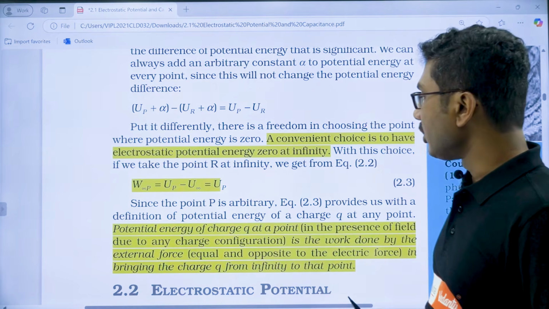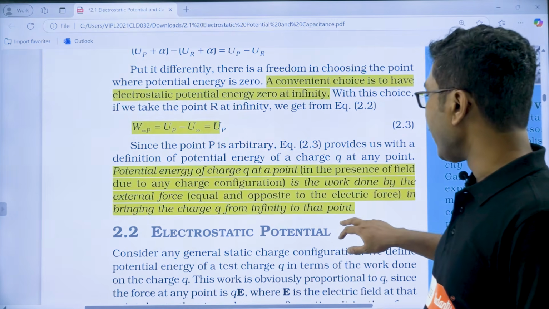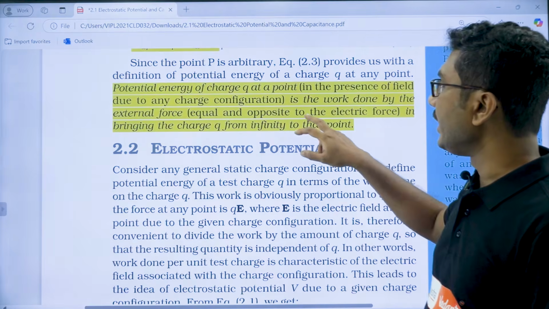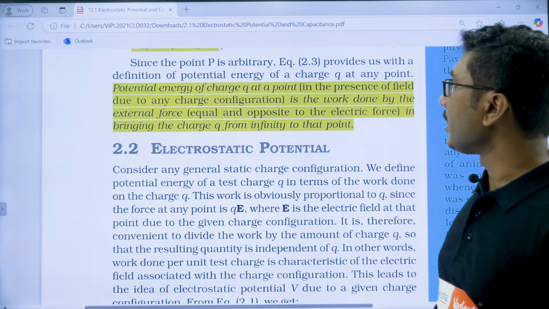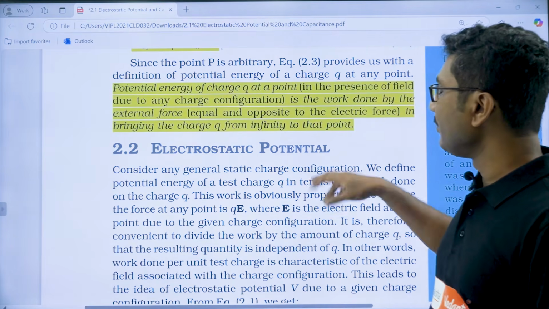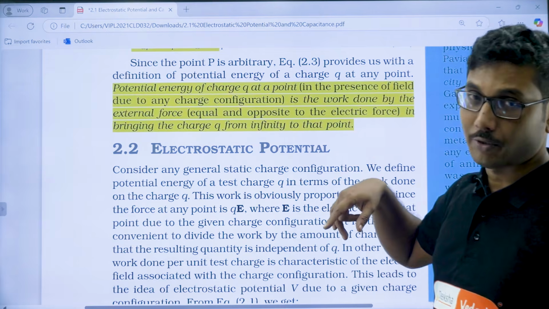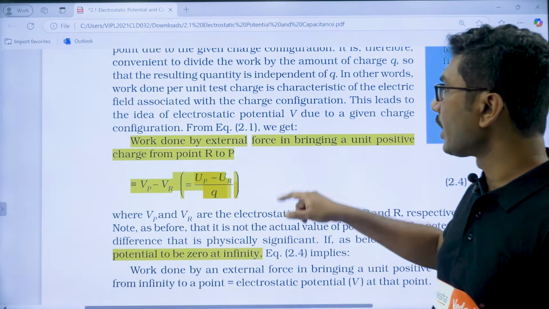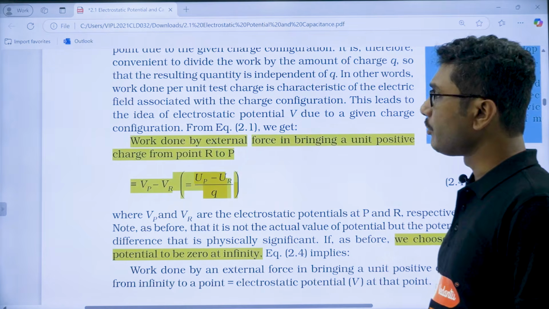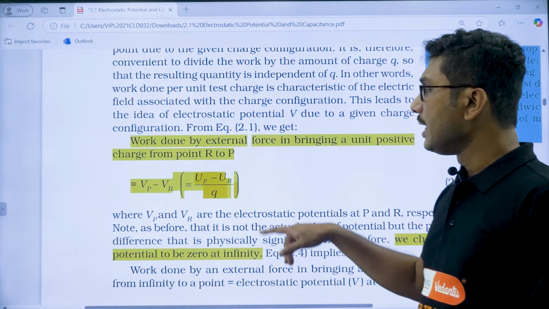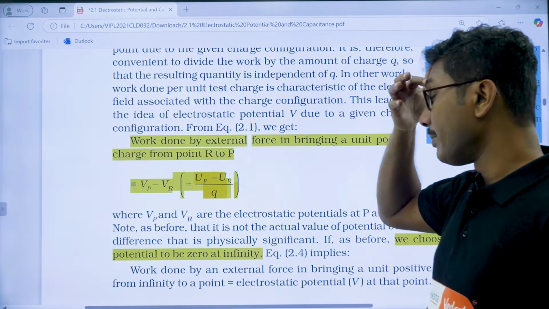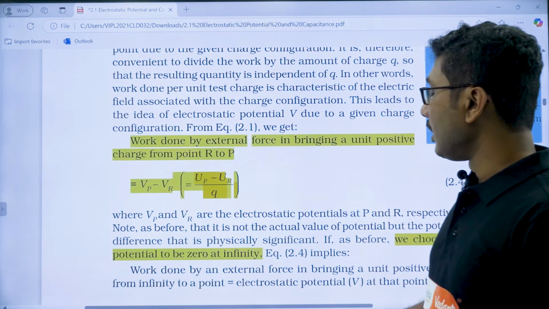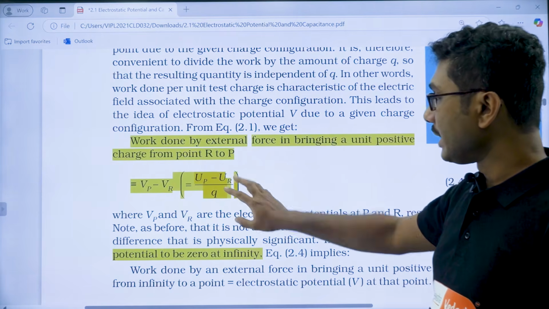So, the potential energy of a charge q at a point, in the presence of the field due to any charge configuration, is the work done by the external force in bringing the charge from infinity to that point. Now, the electrostatic potential, the work done by the external force in bringing a unit positive charge from R to P, is given by Vp minus Vr, which is Up minus Ur divided by q.